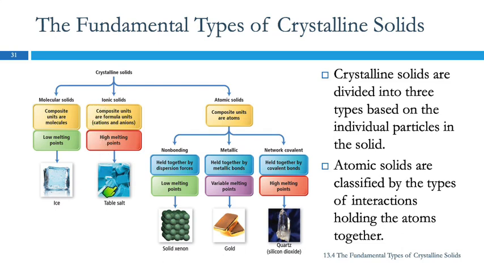Ionic solids contain positive cations and negative anions. They're held together by ionic bonds, which are very strong, and so ionic compounds have high melting points.